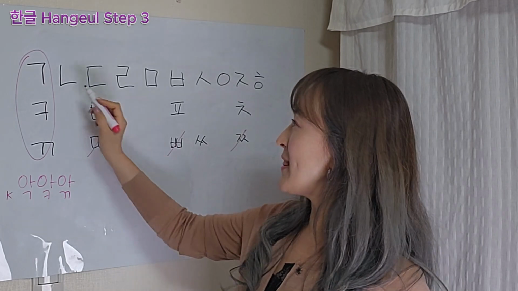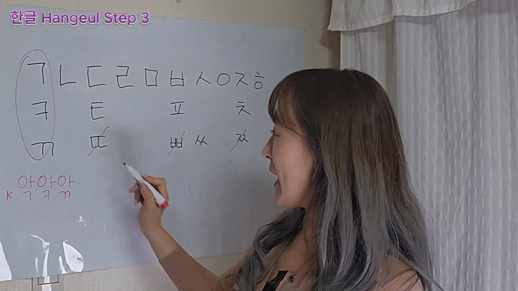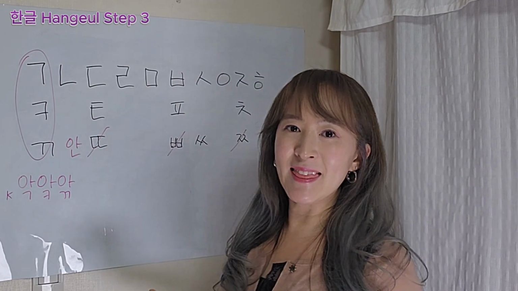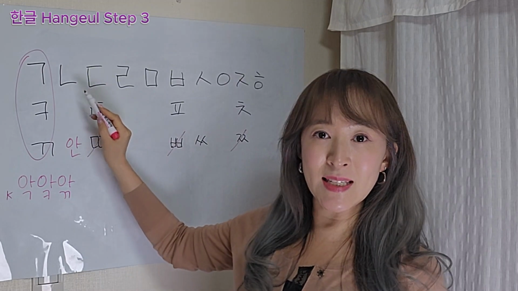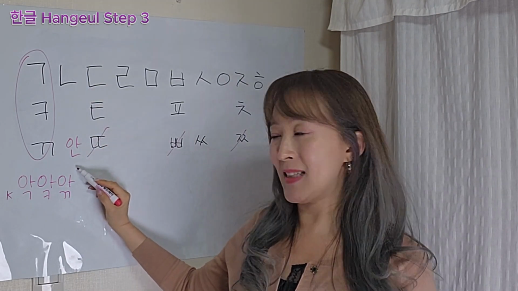So I will just write K sound. And this 니은 is also used as 받침. I will also use a: an. Remember, this 니은 is like the N sound. Also here, the same: an, an, an.